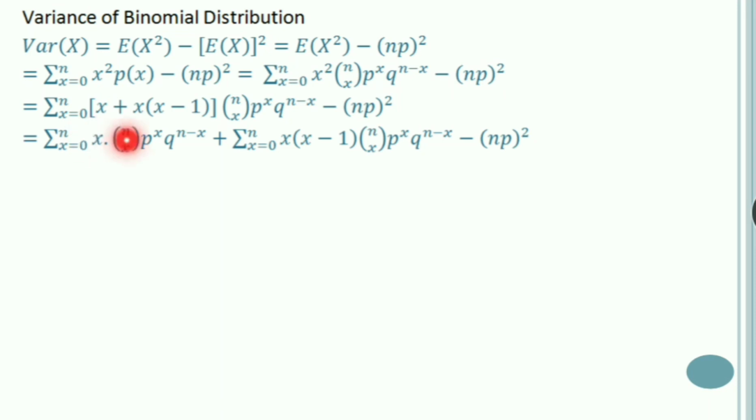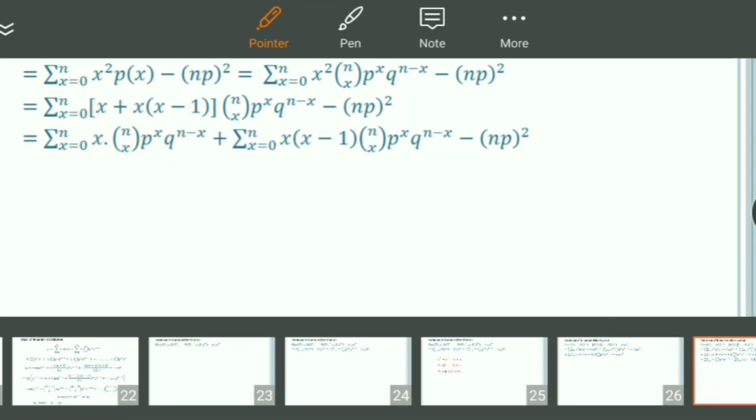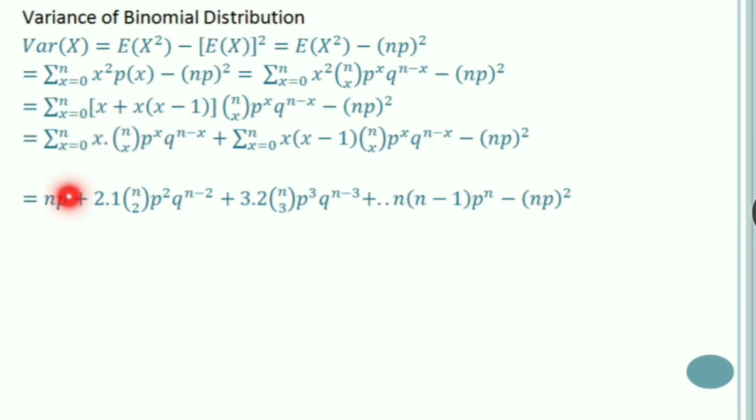Because this is expectation of x, this is mean, so that's why I want to make a mean here. That's why I have done like this. So this is the value of mean here, so this will be equal to np. This term will be equal to np.